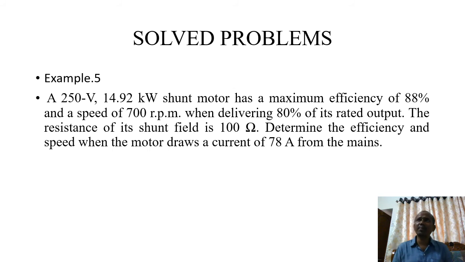So here the given problem is, you can read and note and write the given data. A 250 volt, 14.92 kilowatt shunt motor has a maximum efficiency of 88% and speed of 700 rpm. When delivering 80% of its rated output, the resistance of its shunt field is 100 ohm. Determine the efficiency and speed when the motor draws a current of 78 ampere from the mains. So this is your problem.